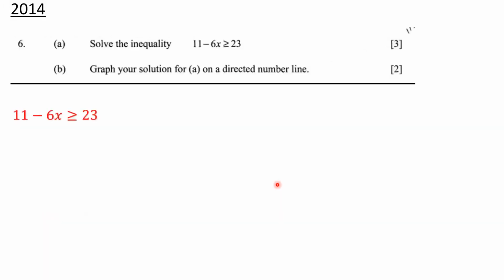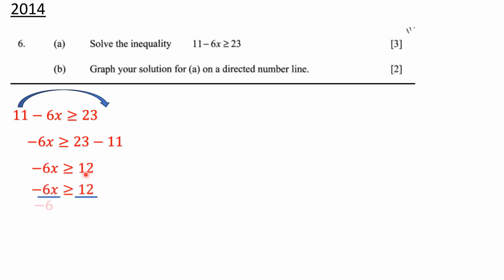Here we have 11 minus 6x is greater than or equal to 23. We're going to send the 11 over the equal sign. And so we have -6x is greater than or equal to 23 minus 11. Now we subtract. 23 minus 11 is definitely 12. We're going to divide both sides by -6. Notice here that we are dividing by a negative number, so we're definitely going to change the sign.